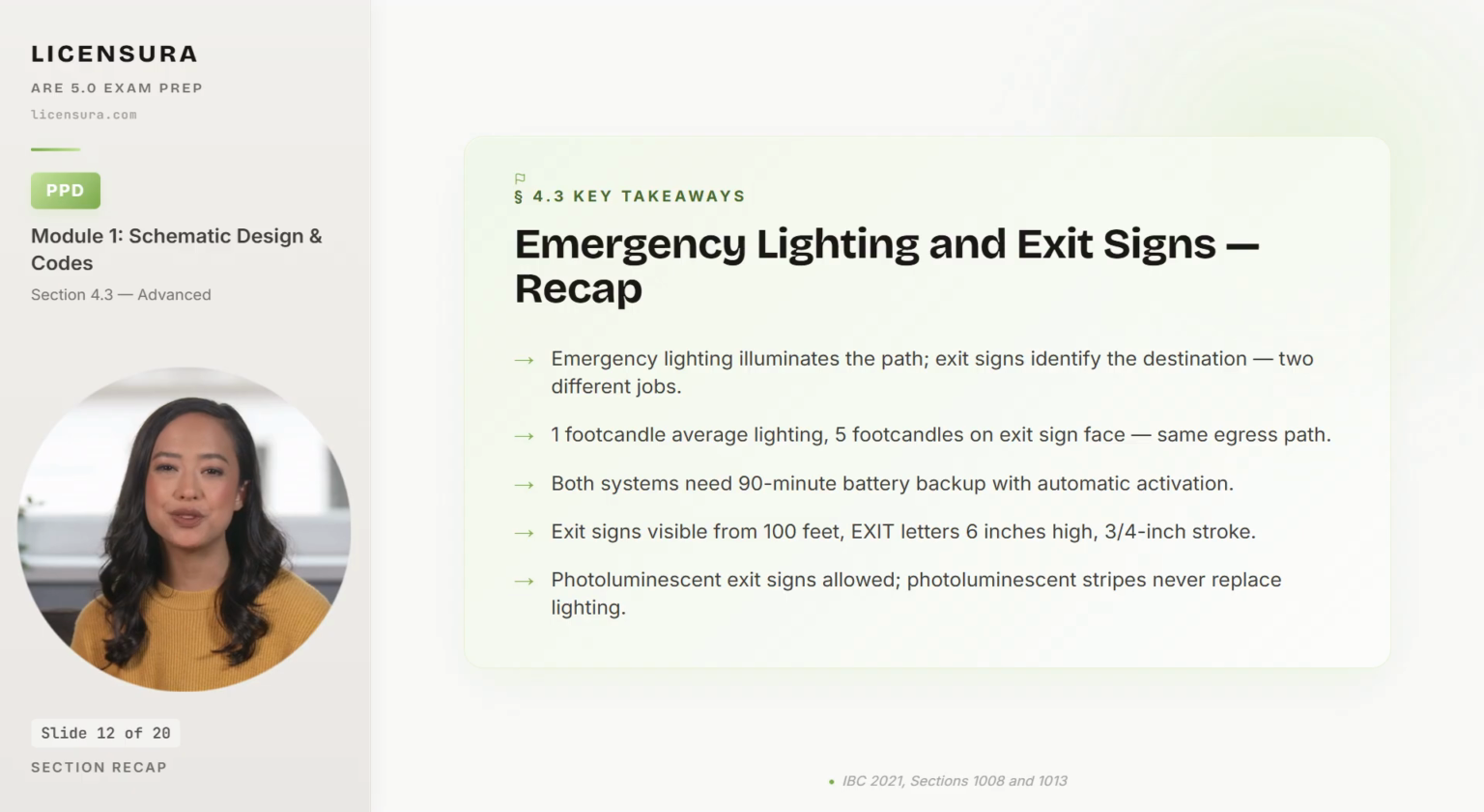Third, both systems must run on 90 minutes of backup power with automatic activation the moment normal power fails. Fourth, exit signs must be visible from 100 feet with the word exit in 6-inch letters at 3/4 inch stroke width, plus directional arrows wherever the path is not obvious. And fifth, photoluminescent exit signs are explicitly permitted when listed and properly charged. But photoluminescent stripes on stair nosings supplement emergency lighting fixtures and never replace them. The architects who skip the lighting cite this exemption incorrectly.